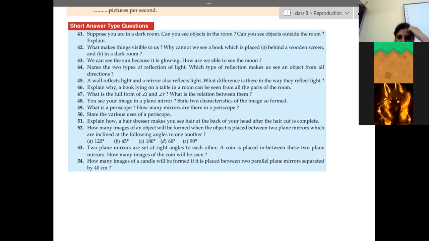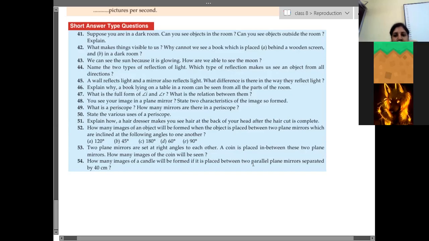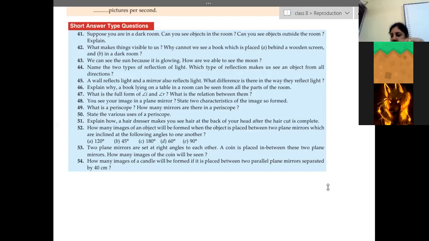What was the first answer? The 41st one? Ma'am, we can't see the objects in the room, but we can see the objects outside. Can you tell again? Ma'am, we can't see the objects inside the room as there's no light. And ma'am, we can see objects outside the room as there is reflection of light. Okay. So when you are in a dark room, you can't see the objects in the room. But can you see objects outside the room? If it is light outside, then we can see. If light is not there, you can't see.